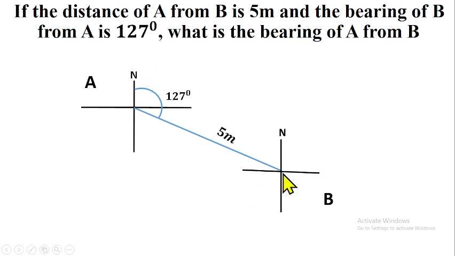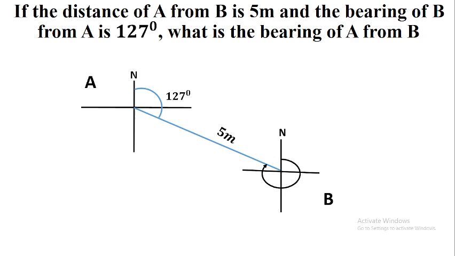So that means, can you tell me the angle we are looking for, or where would the angle be? The bearing of A from B. Can you locate the angle by yourself? You can pause the video and try to locate the angle you are looking for. Because the bearing is a 3-digit bearing, the angle you are looking for is going to be from the north back to this line here. That will be the bearing of A from B.